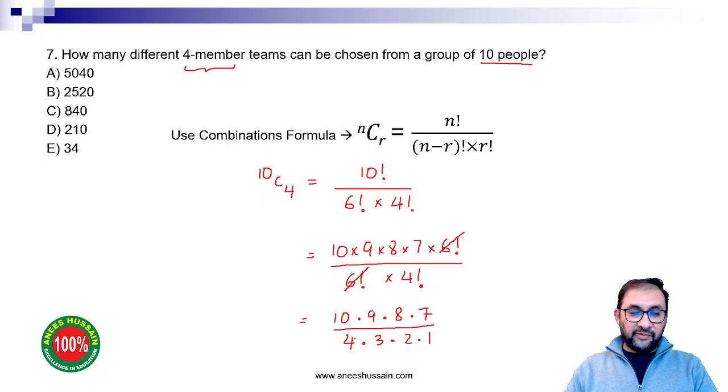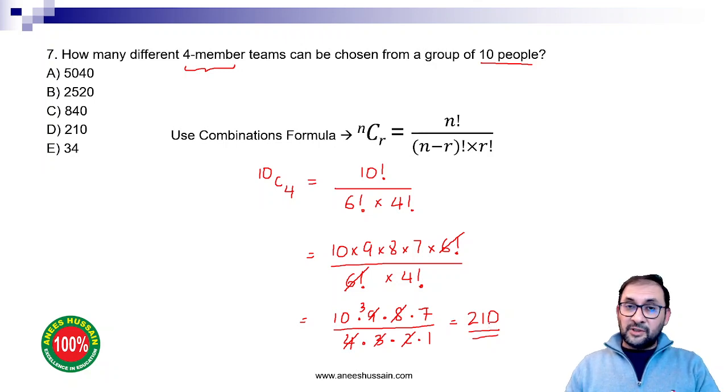Now we can simplify this. 4 times 2 is 8, so we can cancel out 4 into 2 with 8. We have 9 over 3, so 3 times 1, 3 times 3. So we get 10 into 3 into 7, that gives you 210. So there are 210 possible teams that you can choose, such that each team is comprised of 4 members, chosen out of 10 people.